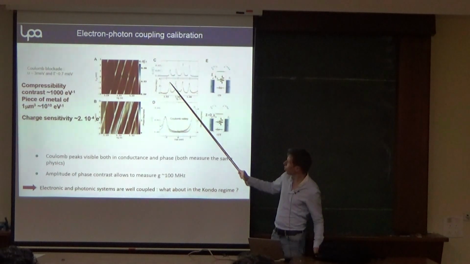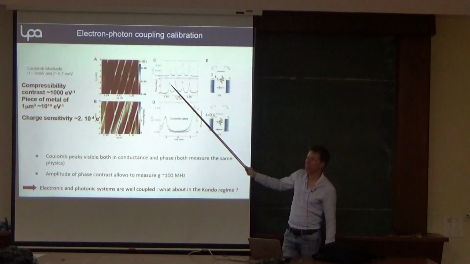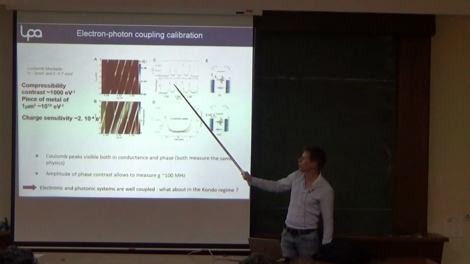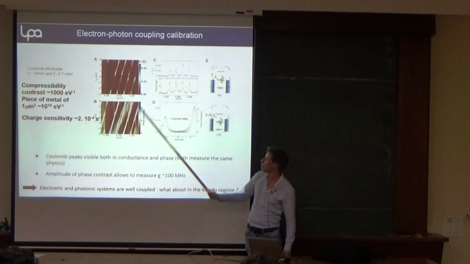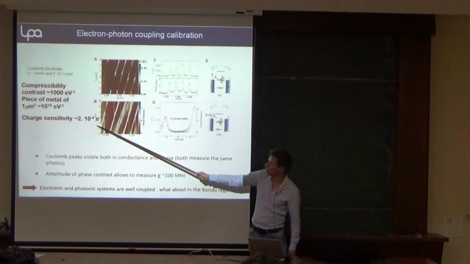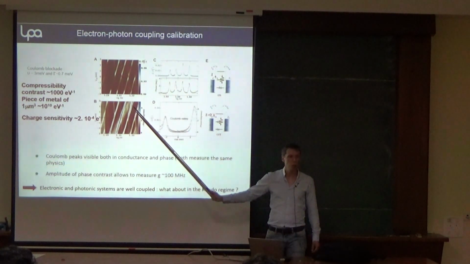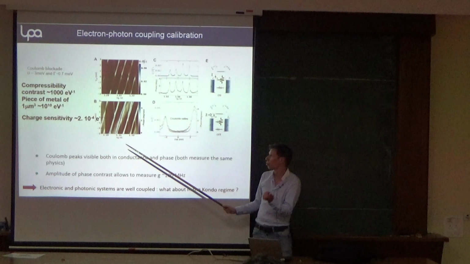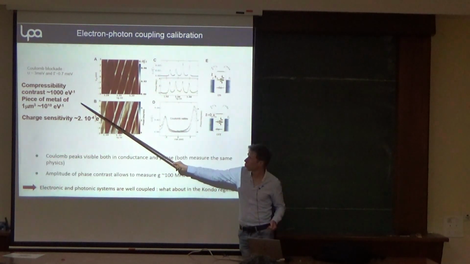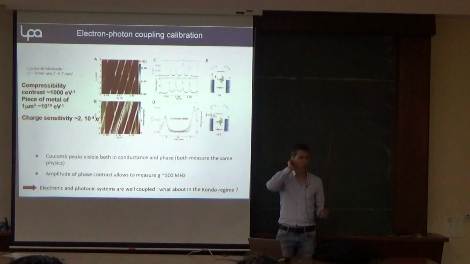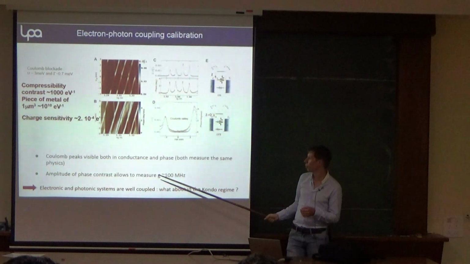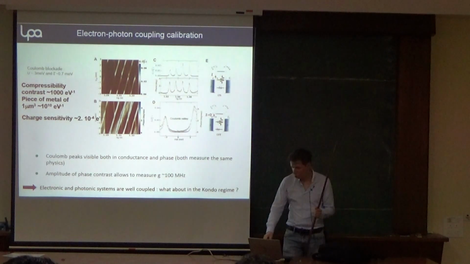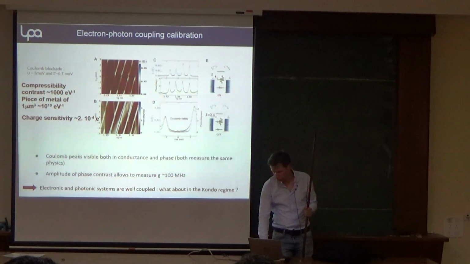So in fact, you already see that this is a tiny compressibility, because this phase shift here corresponds to a charge sensitivity, the noise here, of 2 × 10⁻⁴ electrons, because you have a very small density of states, essentially. So if I compare, the compressibility contrast is some 7 orders of magnitude smaller than a piece of metal of 1 micron cube. So this allows us to calibrate the coupling strength.